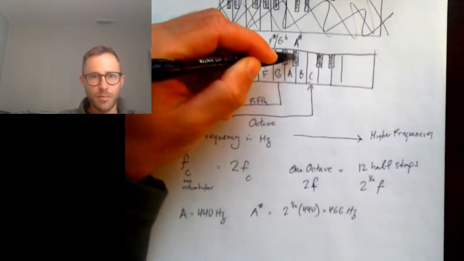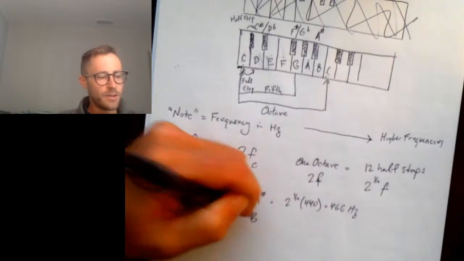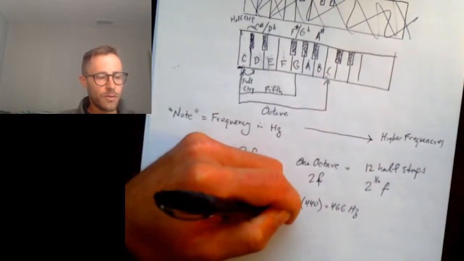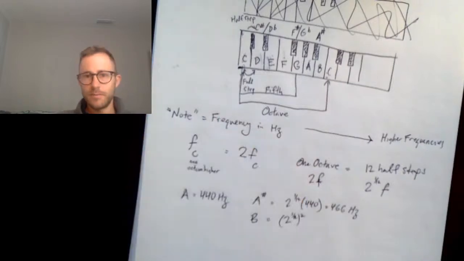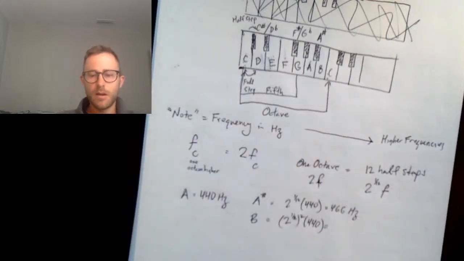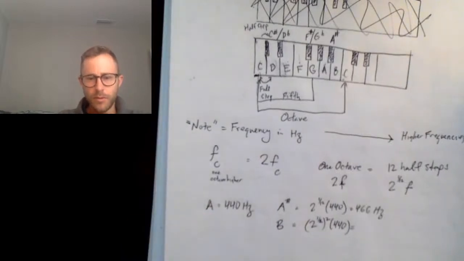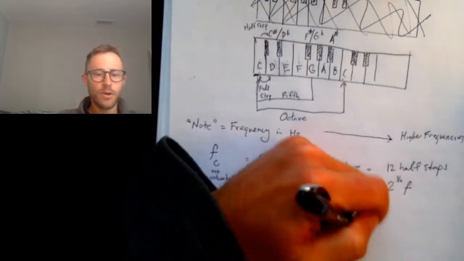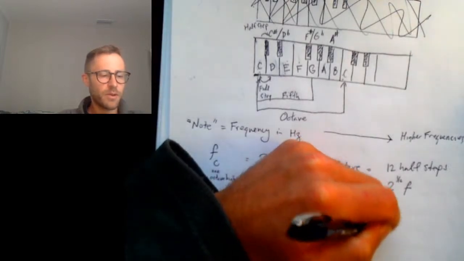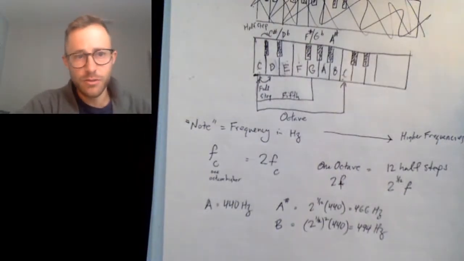Similarly, if I wanted to go from A to B, that is 2 half steps, because I go from A to A sharp and then to B. So B is going to be 2 to the 1/12th, squared, times 440, because it's 2 half steps. And that is 494 hertz.